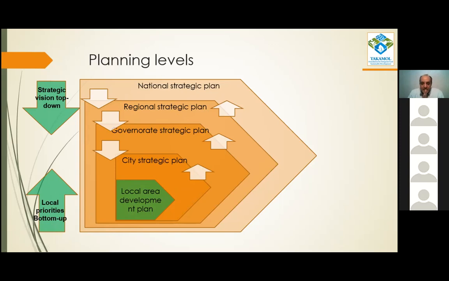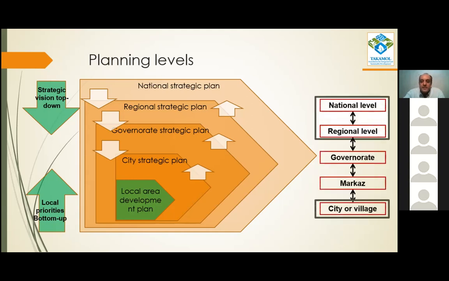So participatory planning is not only a bottom-up approach. It is a mix between a strategic vision, top-down approach, and the bottom-up approach. So we can go up and down until we reach the equilibrium state, which achieves the strategic vision from the national strategic plan downwards, and at the same time fulfills the local priorities of the community.